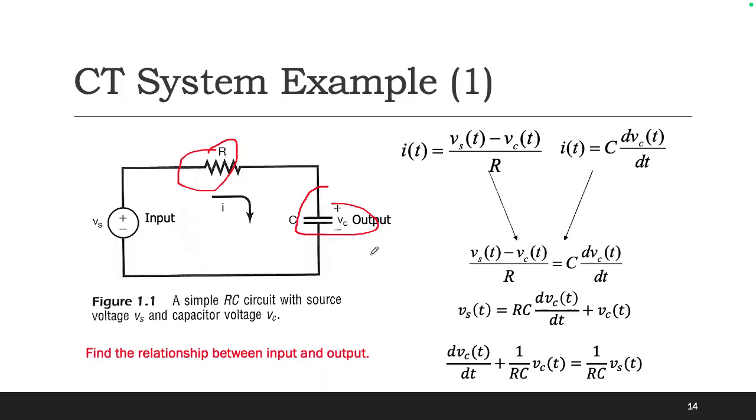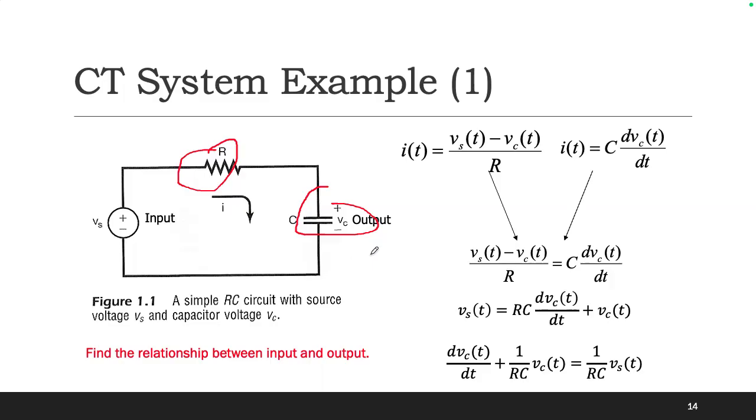And then we just make a little difference. Try to put this one with this one. Just move RC from here to here and here, and we can get this one. That makes sense to you? This Vc is the output, and the Vs is the input. So we find the relationship between the input and output. That makes sense to you?